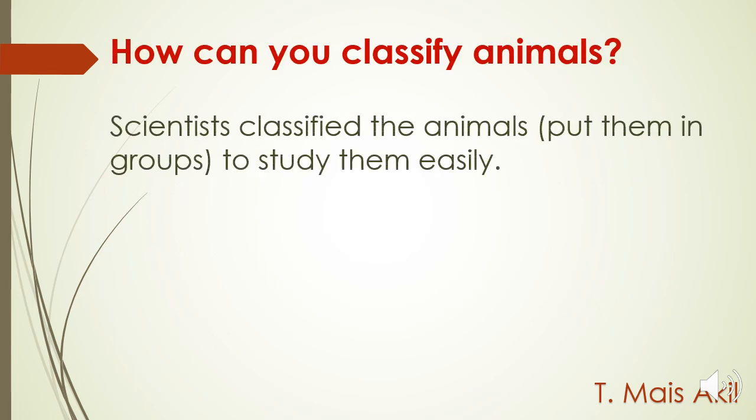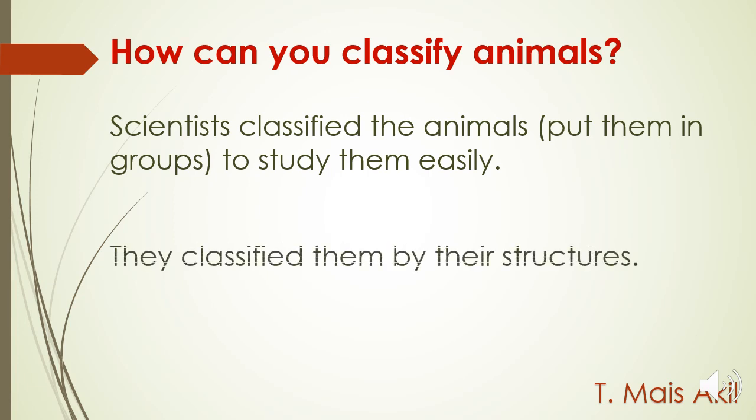Why did the scientists classify the animals? Sure, studying thousands or millions of kinds will be hard. So this is why we classify them into hundreds of groups. So studying them is easy. They classified them by their structures. As with the plants, how the scientists classify the plants by their structures, roots, stems, and leaves. Also, they classified the animals by their structures.